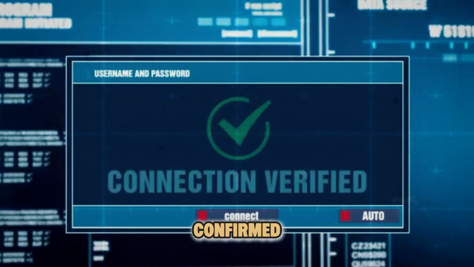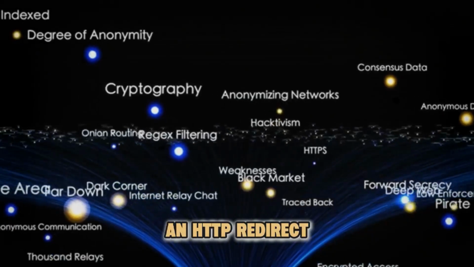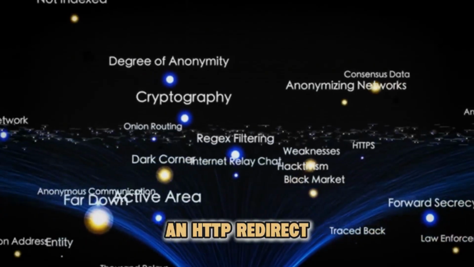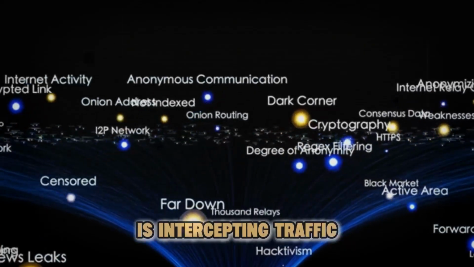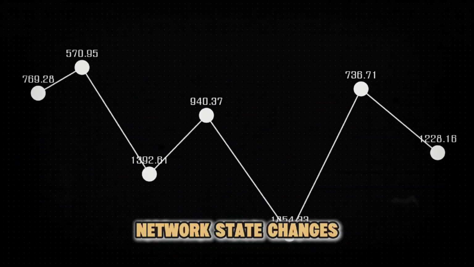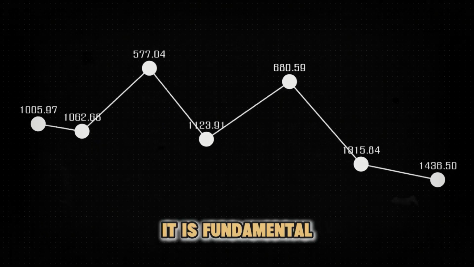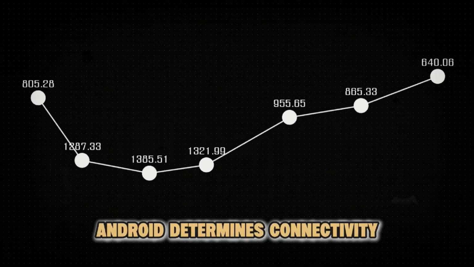The server is supposed to return a 204 No Content response. If the phone gets that response, internet access is confirmed. If it gets an HTTP redirect instead, the phone knows a captive portal is intercepting traffic. This check happens whenever network state changes. It is fundamental to how Android determines connectivity.